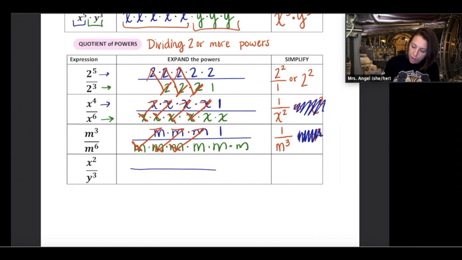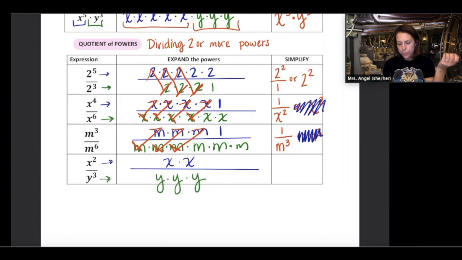Now let's look at what happens when you have a quotient of powers with different bases, like we do in our final example. In the numerator, we have x squared. That's x times x. And in the denominator, we have y to the power of 3: y times y times y. Now, does x divided by y equal 1? No. Only the same number divided by itself equals 1. And x and y are not the same numbers. So is there anything we can simplify here? No. Just like our product of powers, we can't do anything unless we have the same base. So this would just remain x squared in the numerator and y cubed in the denominator. In other words, this can't be simplified.